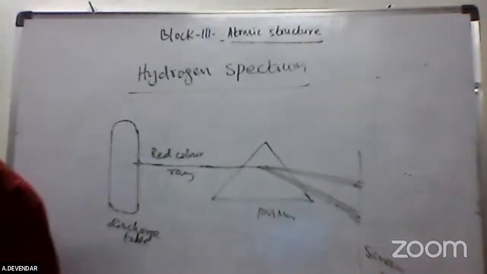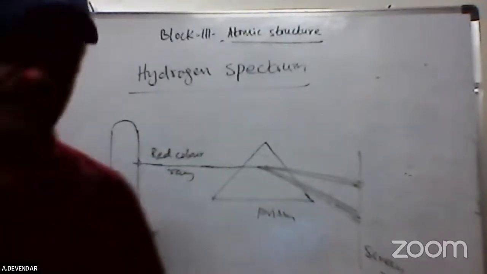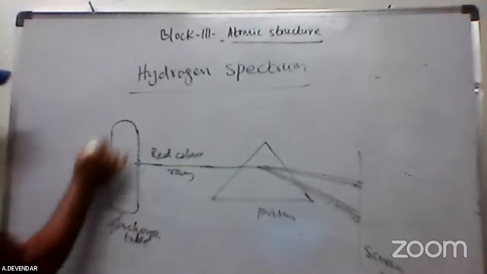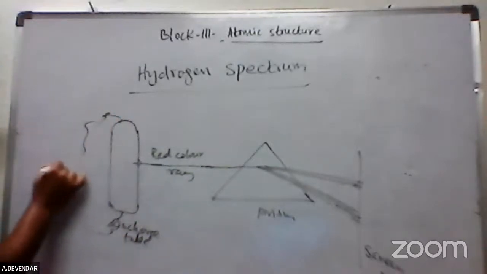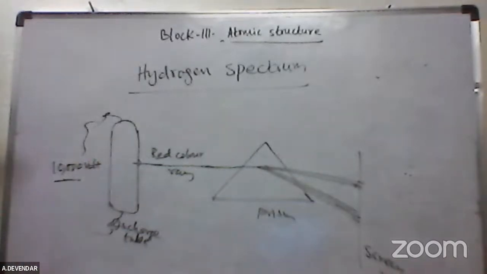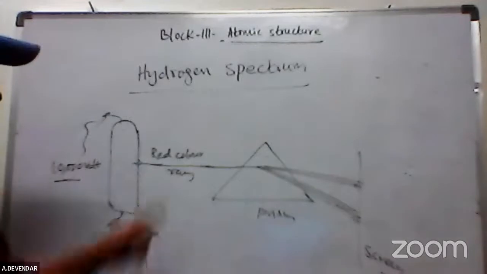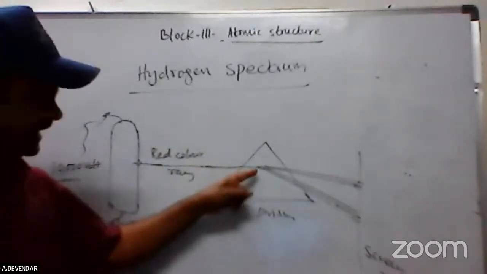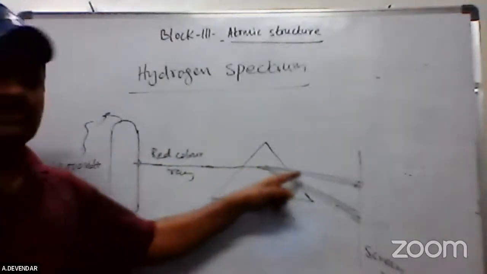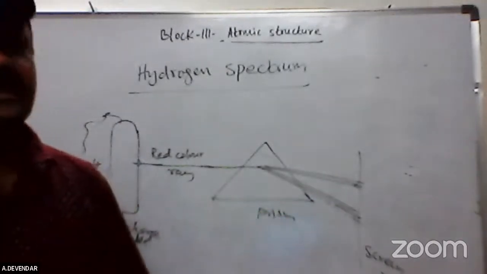Simply put, the hydrogen spectrum: a gas is filled within the discharge tube, and a battery of 10,000 volts is connected. Due to the heating of this hydrogen gas, it emits a red color ray. This red color ray falls on the prism. It is split into several distinct component lines. Well-defined distinct lines are present.